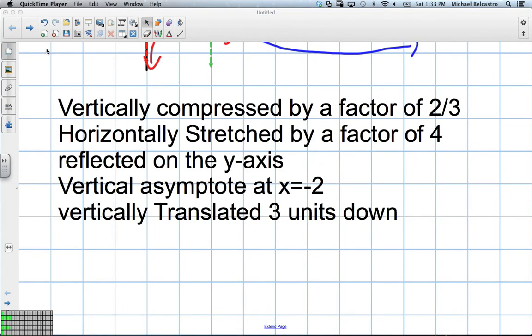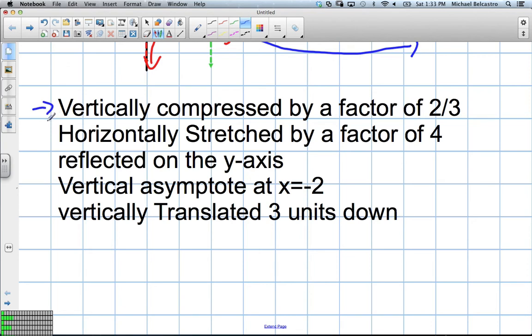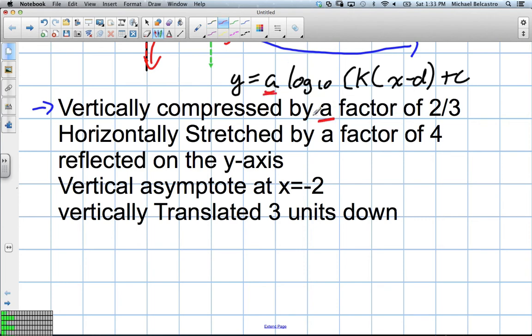Okay, so let's go on to a word question that attaches to this when we're translating our logarithmic functions. They've given us quite a bit of information. So what we're going to do is try to just relate our factors to each. We are vertically compressed by a factor of 2/3. What deals with vertical compressions? And I'm going to quickly write our formula above: a log 10 (kx minus d) plus c. So what deals with vertical compressions? The A. A, that's right. So A is going to be equal to, and it's pretty simple, 2/3, right? Because a compression is a number less than 1, and 2/3 is less than 1. Perfect.